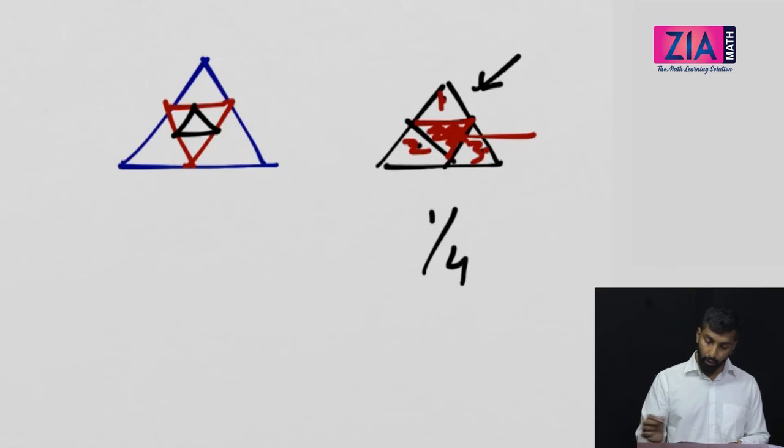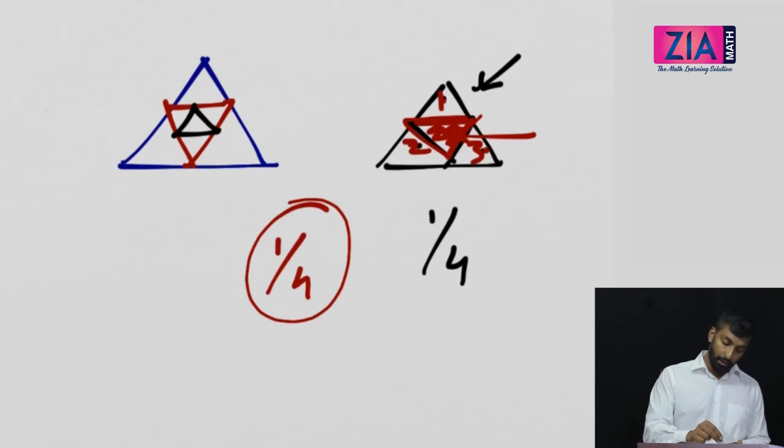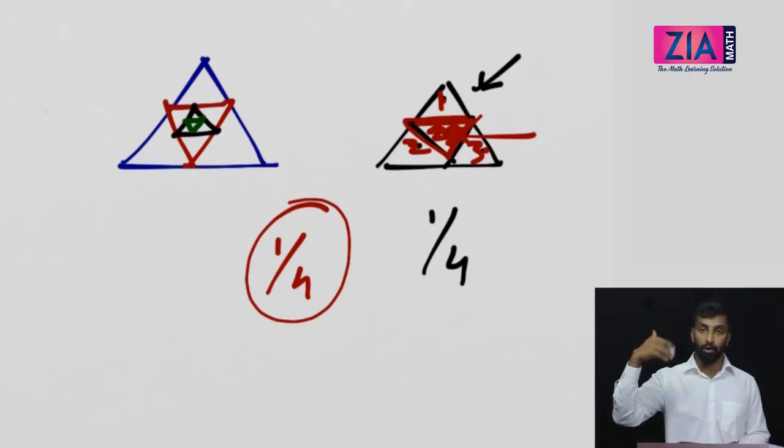1, 2, 3, 4 equal regions are there. Out of that, 1 is shaded, right? So 1 by 4 is actually the ratio. So what is the common ratio? If you ask me, that is 1 by 4. Now, keep on adding the triangles here. So this is also going up to infinity, right?